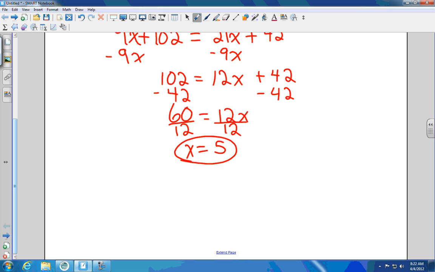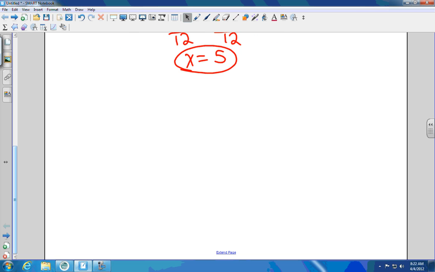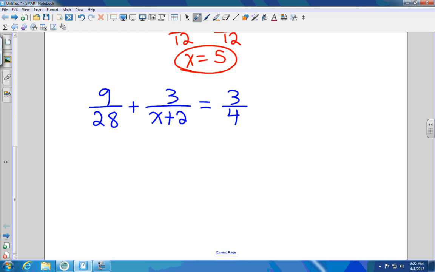Now, I show you that way because that's the way you'll have to do some of the homework problems. However, that problem you can solve a lot easier. And so I want to go over that way for you. We're going to do the same problem again. 9 over 28 plus 3 over x plus 2 equals 3 over 4. So looking at that problem, and again, what is our goal?